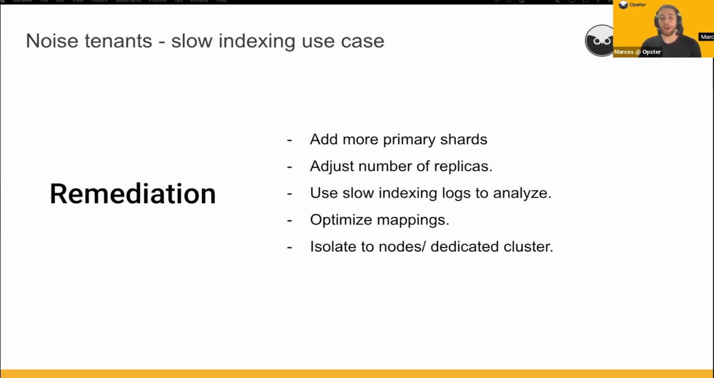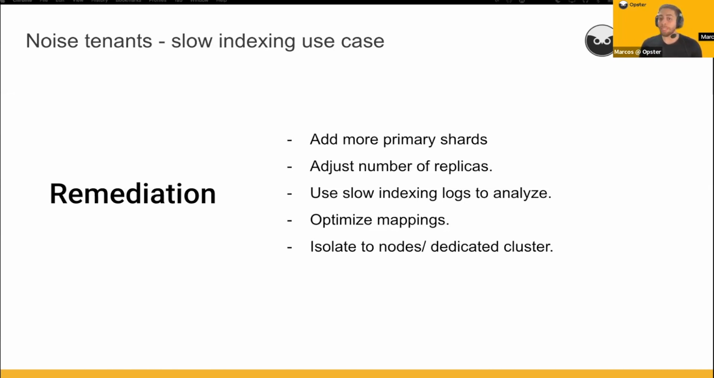However, having too many replicas, or if it's not well designed, you will face problems because of that as well. So adjusting the number of replicas is important. Use slow indexing logs to analyze. This is another remediation. Well, this is the step to remediate. Actually, you need to analyze the slow logs, because sometimes one single request is causing the issue.